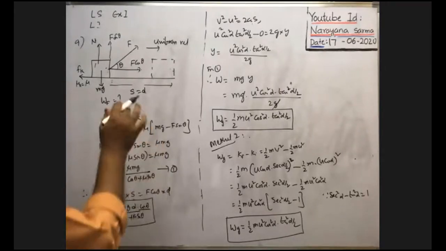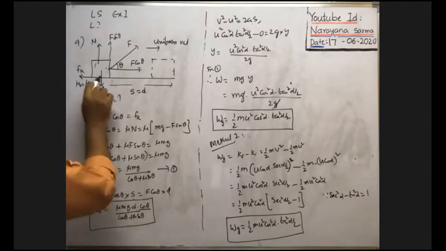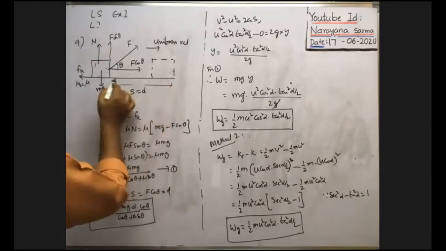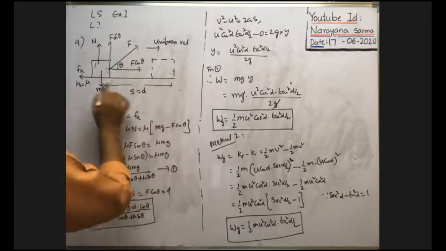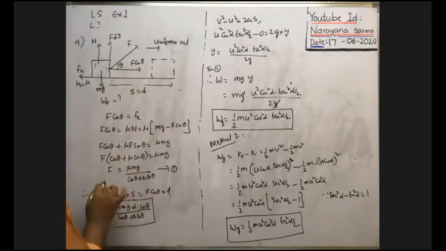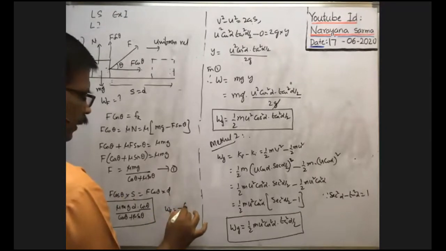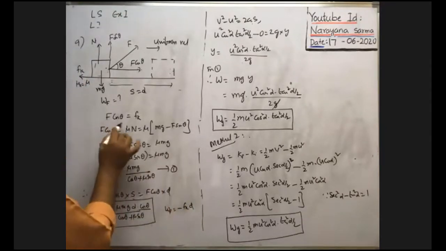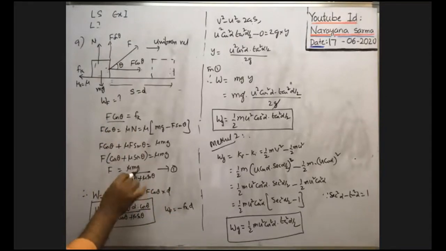Work done by friction, if they ask, is equal to Fk in this direction, displacement in this direction. That's why Fk into d into cos of 180 minus theta, that means minus Fk into d. So work done by friction is equal to minus Fk into d. Fk is equal to F cos theta, no? So you substitute the F cos theta value, F means this one, into cos theta. That's all. You will get the same magnitude, but you will get negative work.